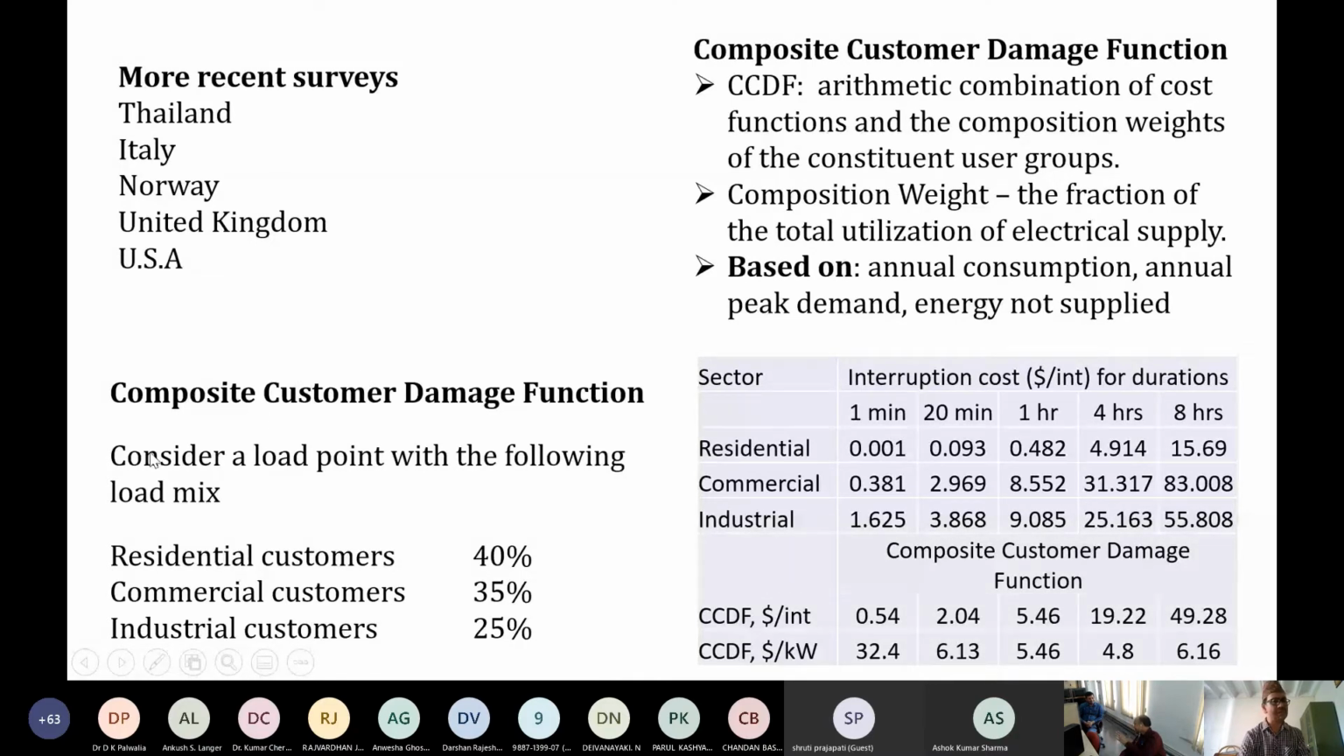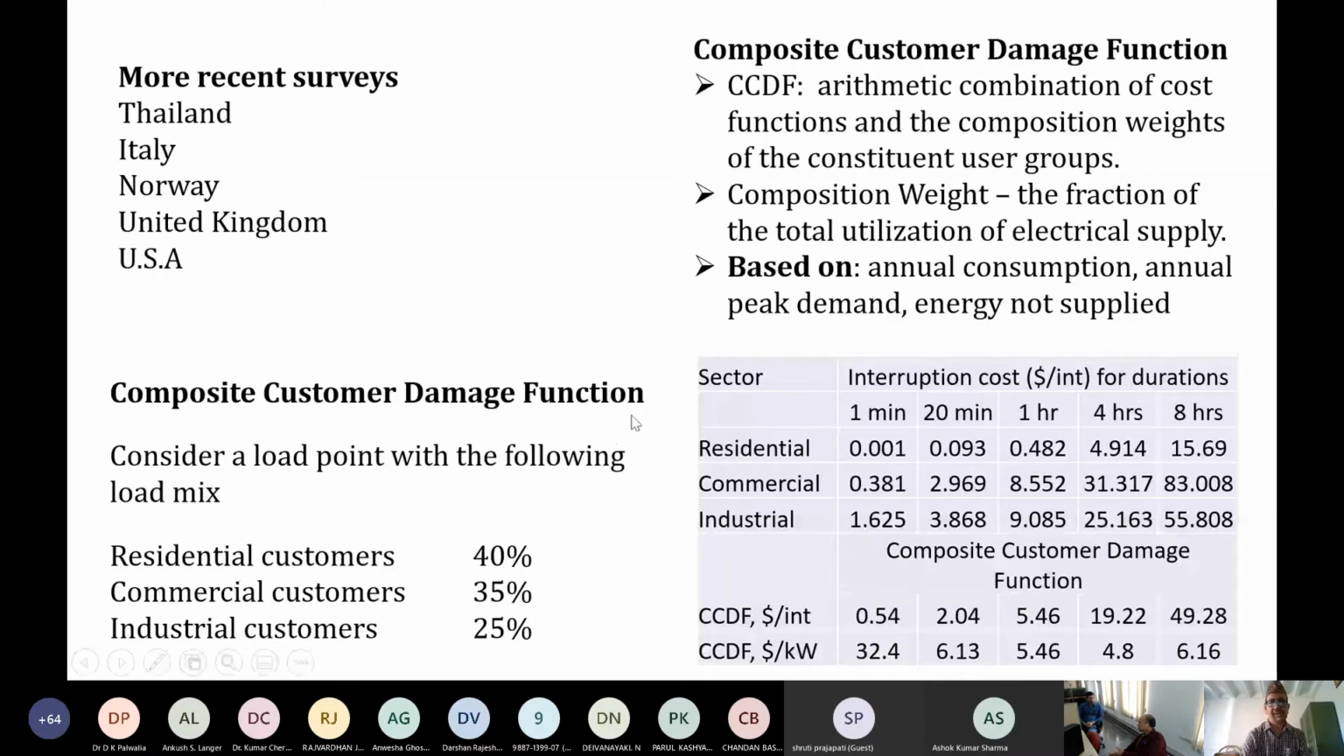Let's consider a load point with the following load mix. Residential customers have 40%, commercial customers have 35%, and industrial customers have 25%. And this is the result of the Canadian Electricity customer survey. So the same result that was plotted there, we are using these values.